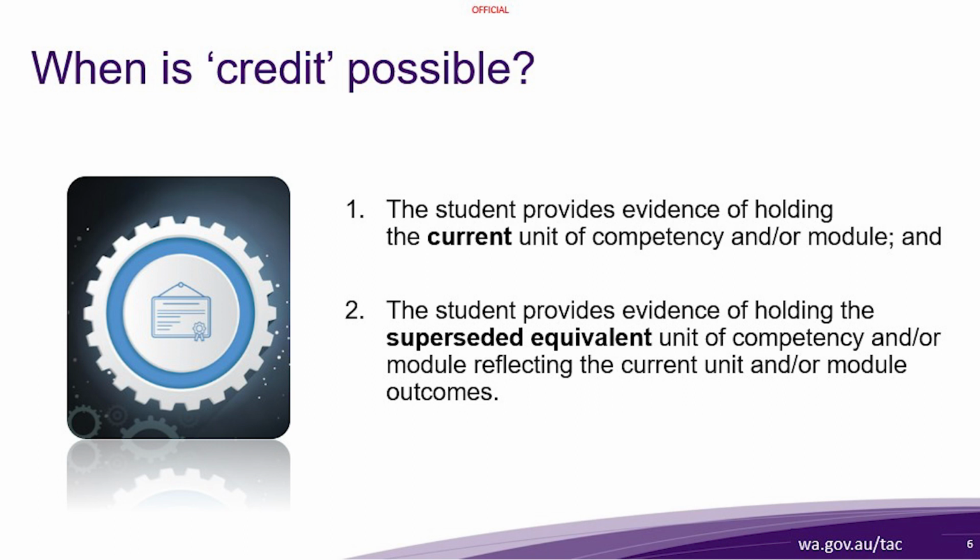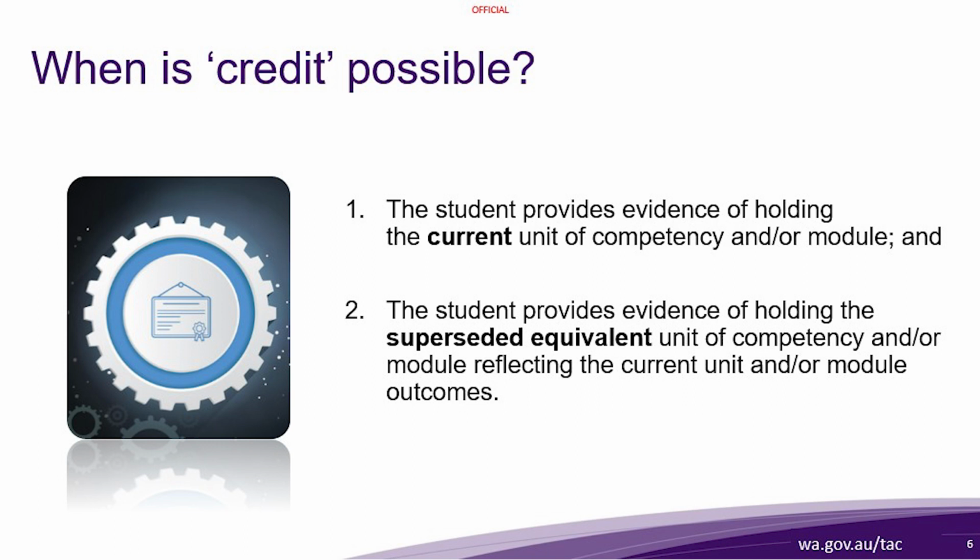The other circumstance where credit is possible is where the student provides evidence that they hold the superseded equivalent unit of competency or module reflecting the current unit or module outcomes. Now, that raises an interesting question, because some units of competency that are superseded themselves supersede and have superseded units. So you can get a chain of units of competency moving down.